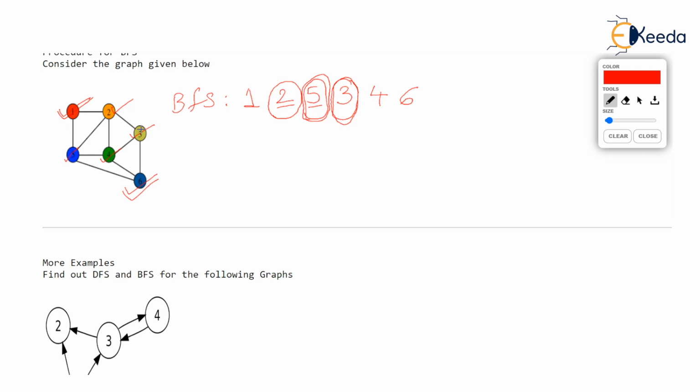So after 3, which vertex did we print? It was 4. So now we will see who the neighbors of 4 are. Can we print any of them?